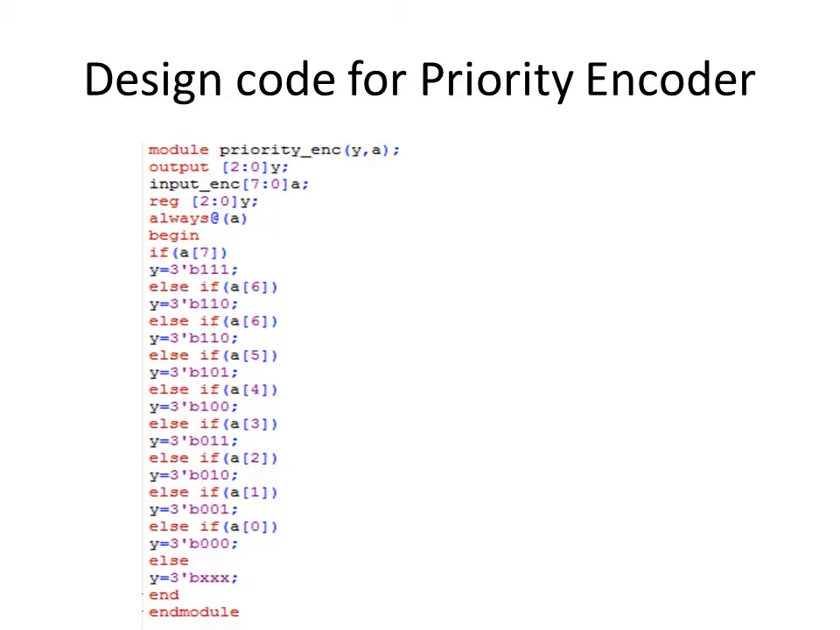Since it is a priority encoder, we verify the signal starting from the highest priority line. That is, when A7 is 1, the output is 111. If A7 is 0, then we check A6. If A6 is 0, then we check A5. If A5 is 0, then we go for A4. Similarly, after checking all the signals, if all are zeros, then the output is unknown. This is the design code for the priority encoder.